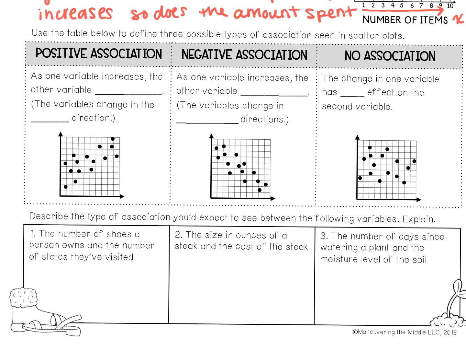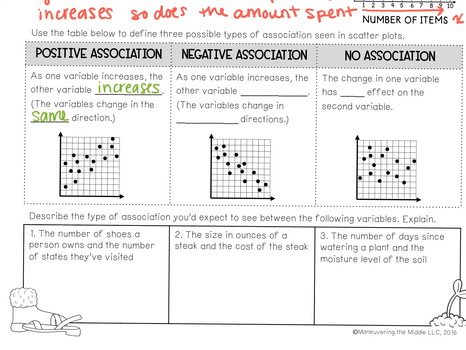There are different types of associations, or another word for that is correlation. There are three different things that we can use, generally speaking, to describe whether or not the variables in the data set have a connection. If one variable increases as the other variable increases, we have a positive association or positive correlation. The variables change in the same direction. So if X goes up and Y also goes up, that is a positive association.